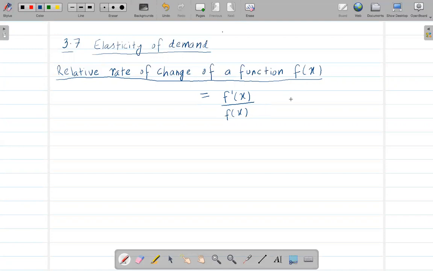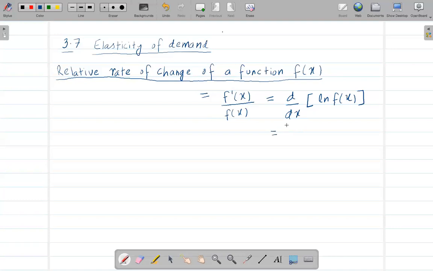Or we can also write this as d over dx, the derivative of natural log of f of x. All right, so these two are equal. Why? Because if I take the derivative of this function, natural log of f of x, I will get this thing.